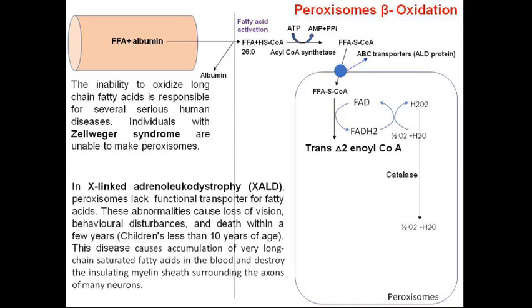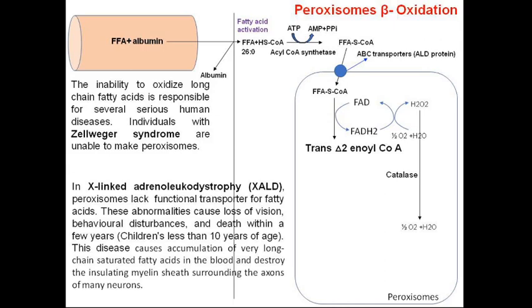So this hydrogen peroxide is quickly neutralized into oxygen and water by a special enzyme which is exclusively localized within the peroxisome, and this enzyme is called catalase. Catalase will break down this H2O2 into oxygen and water, and that's how the cell will get rid of this hydrogen peroxide and won't cause any damage to the organelle.